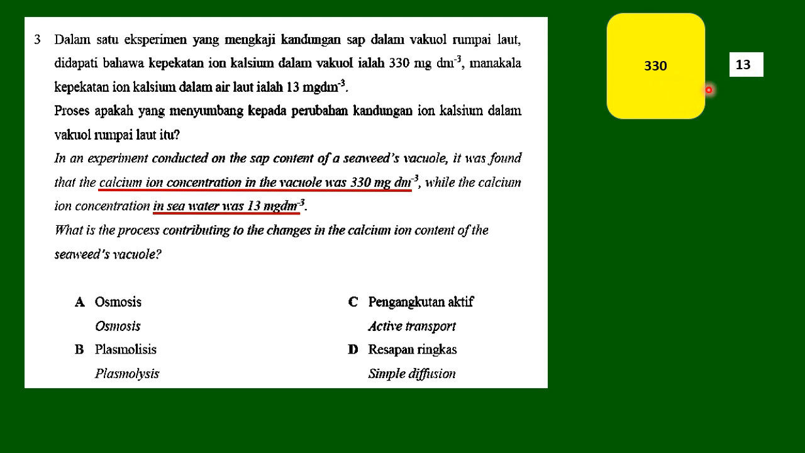So now you can see that the cell has accumulated the calcium ions against the concentration gradient. That means it's taking in the ions from a region of low concentration to a region of high concentration, like climbing uphill. That needs energy, and that means that the process is active transport.